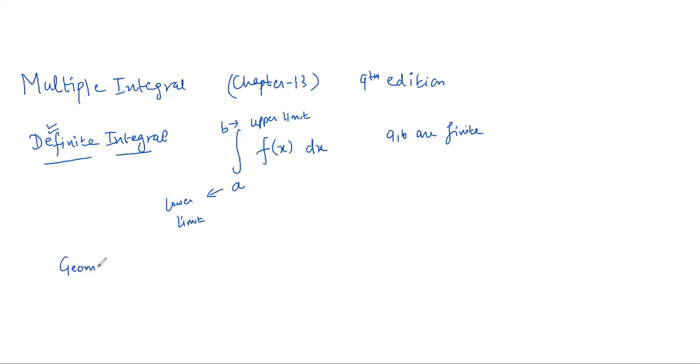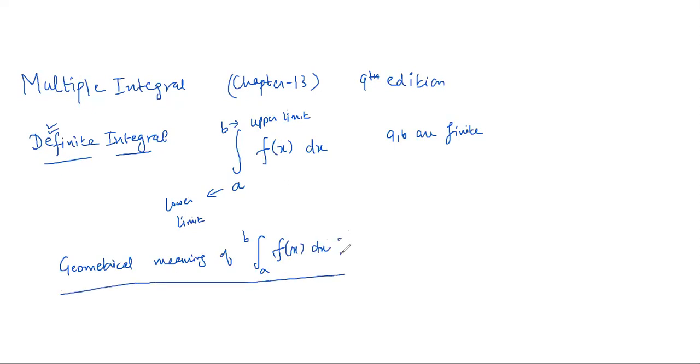So what is the geometrical meaning of a definite integral? I hope you must be knowing this. Just like everything has a geometrical significance, the derivative has a geometrical significance, that it tells us the rate of change at a particular point. So it's the slope of the tangent at that particular point. So what is the geometrical meaning of this definite integral? Yes, this is the area under the curve actually.